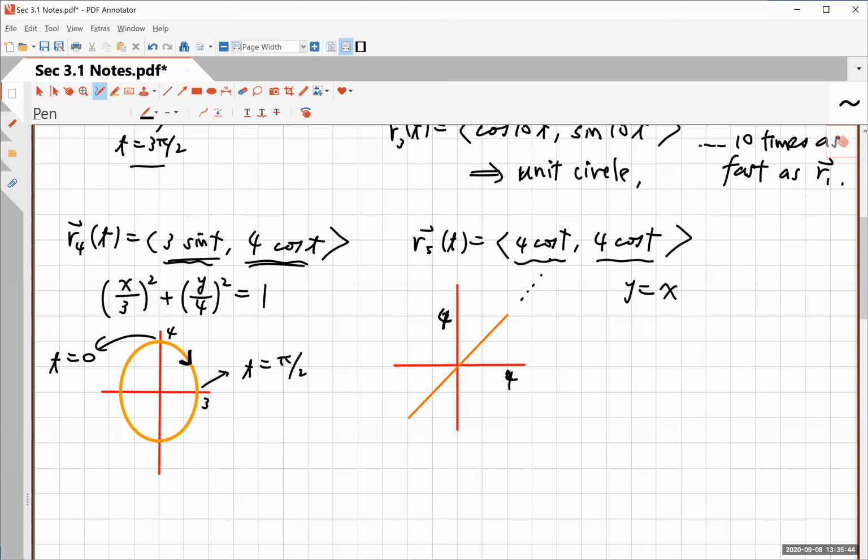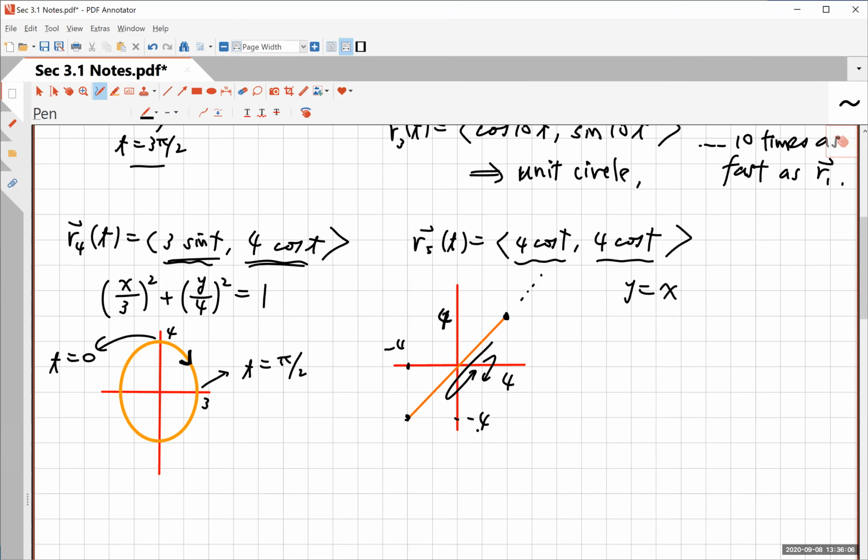Because both x and y are the same value, and because cosine is multiplied by 4, it's not going to go more than 4, and it doesn't go down below -4, right? So here's the answer to this question. It basically goes back and forth between this point 4, 4, and -4, -4.